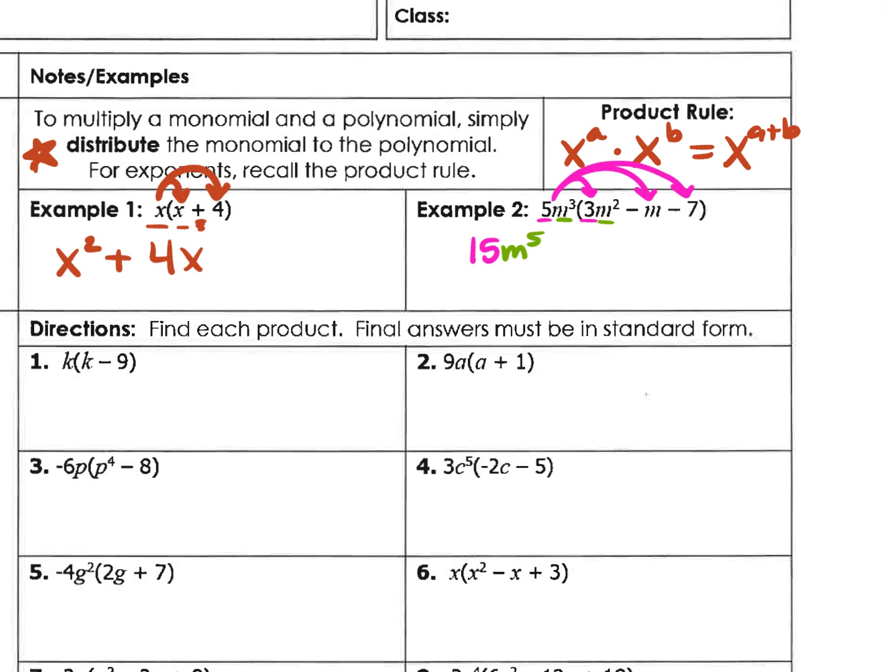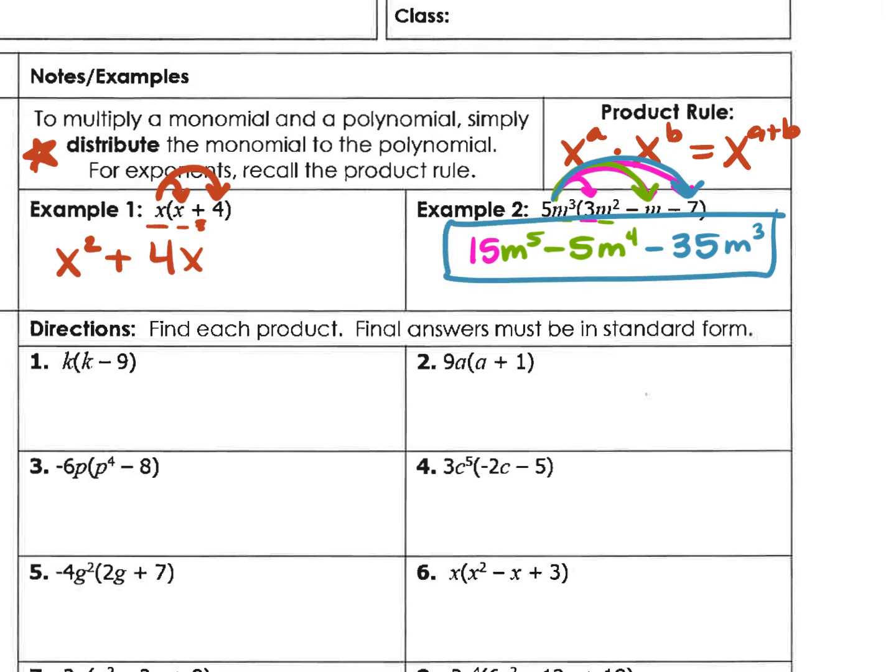Okay? Then you move on to the next term. 5m cubed times a negative m. So it's going to be minus, there's just a 5 there, m to what power? Add them together, it's a 4. And then last one, 5m cubed times a negative 7, what do you get? Negative 35 m cubed. Okay, so that's your simplified form of that. Any questions on that?